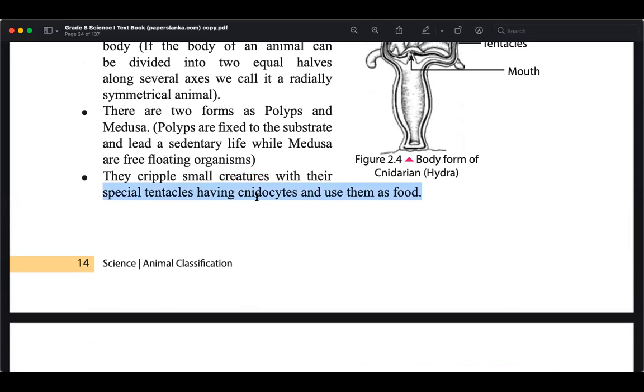So actually nidocytes, let's think like this. There is a special chemical they are releasing, and they try to cripple. Cripple means like, what do you call? It's like sedating, you know, when sometimes in operations the doctors used to sedate us. So that is called cripple, right? They cripple small creatures with their special tentacles. Here, these are the tentacles.